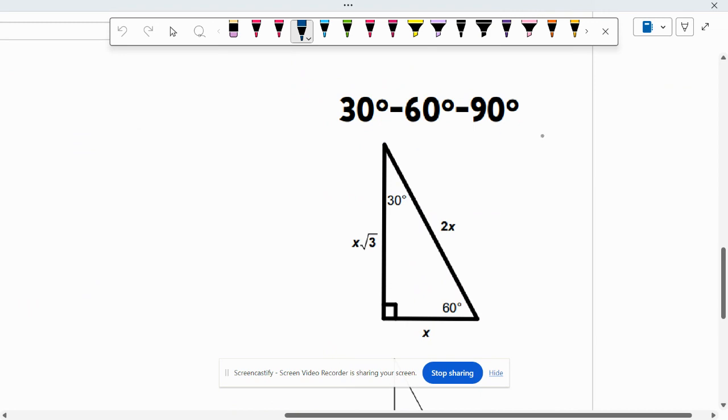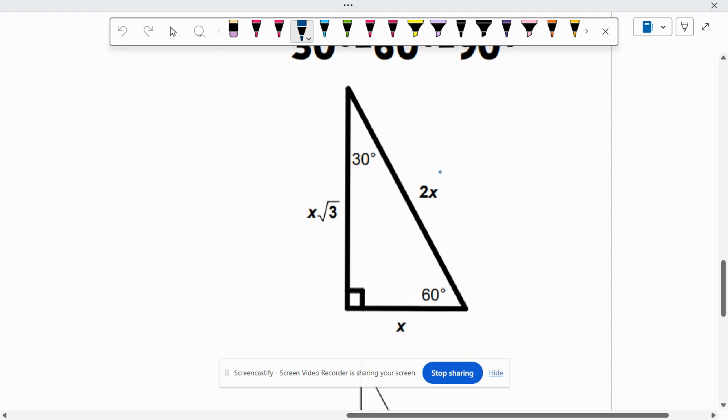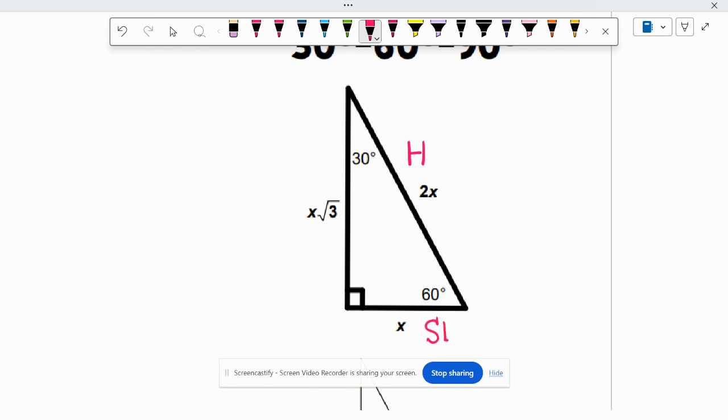So 30, 60, 90. We wrote some very specific rules on that pink paper about a 30, 60, 90, and I want to write them again. The first thing I want to do is label this. When we have a 30, 60, 90 triangle, we label one side H for the hypotenuse, one side SL for the short leg, and one side LL for the long leg.